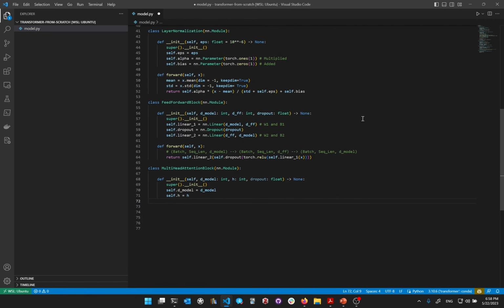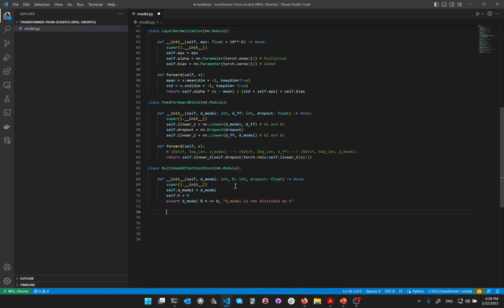As you can see, we need to divide this embedding vector into H heads, which means that this D model should be divisible by H. Otherwise, we cannot divide equally the same vector representing the embedding into equal matrices for each head. So we make sure that D model is divisible by H, basically. And this will make the check.